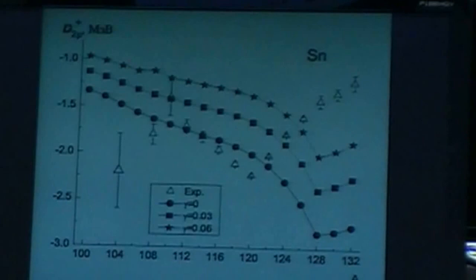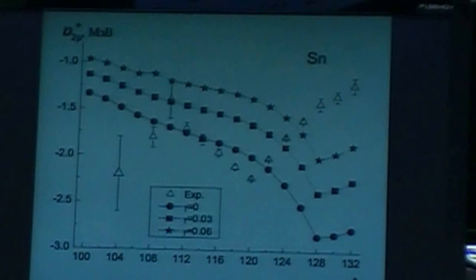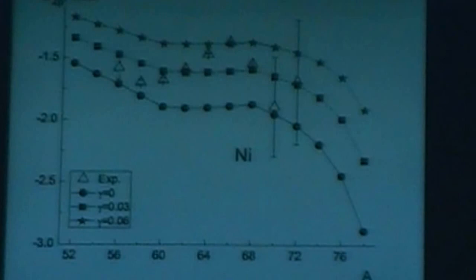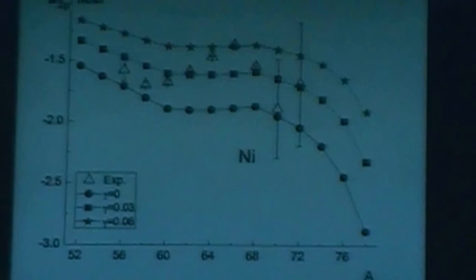So this is the result for tin. It is double mass differences for particles for tin. The triangles are experiment. The circle is the simplest PCF theory, and the others are theory including a phenomenological parameter. It is not so good for tin, but for example, for nickel, the theory including a phenomenological term with gamma equals 0.03 behaves rather well. So it is the same but for holes.